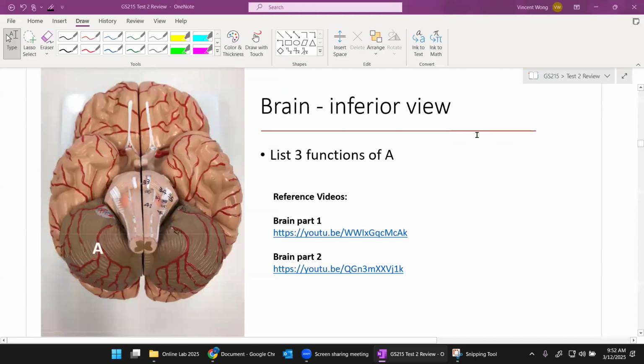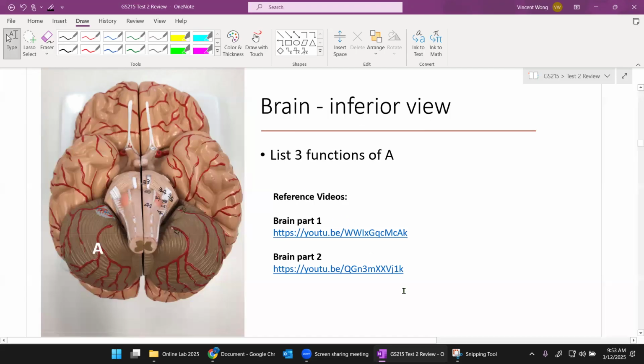Okay, let's take this up. List 3 functions of A. So this is looking at the brain from the bottom, and you can tell that this is the cerebellum. So 3 functions. We did that in the class already. I'm not going to write it out again, but I'll verbally tell you one more time. It's for balance and posture, maintaining balance and posture, equilibrium, for storage of motor information, skill memory, and finally allows you to execute motion in a seamless manner.